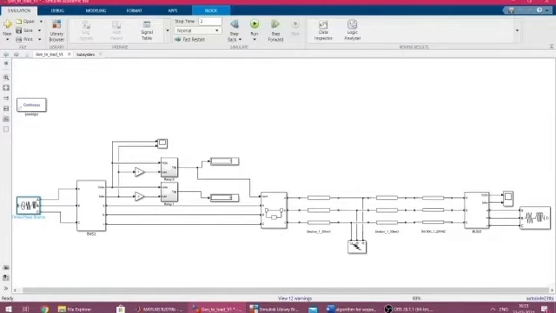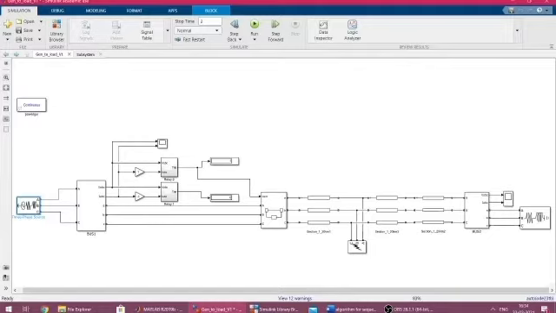Hello everyone, welcome to experiment number 2 of our system simulation lab. In this experiment, we are going to simulate a directional relay, and for this purpose, we have considered a two-bus system consisting of a three-phase source connected to bus number 1 and a three-phase RLC load connected to bus number 2.